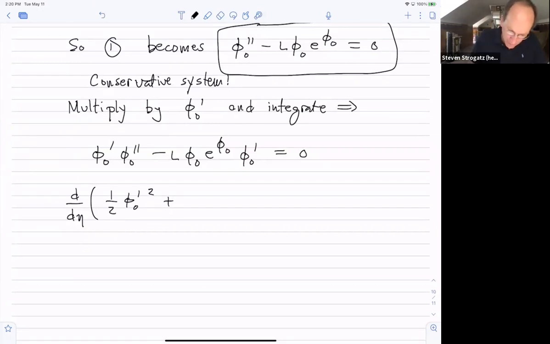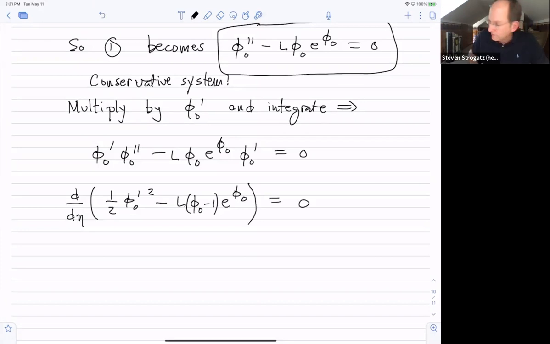It turns out you could integrate it in Mathematica. I'm claiming this is a perfect derivative of something. It's not obvious exactly what it is, but it's sort of like x e to the minus x. You have to integrate that. Anyway, if you were good at math team in high school, you could do this integral. Let me just tell you what it comes out to be. It actually wants to be a negative sign here, and we'll get minus L times phi zero minus one, times e to the phi zero, and d d eta of that comes out to be zero.